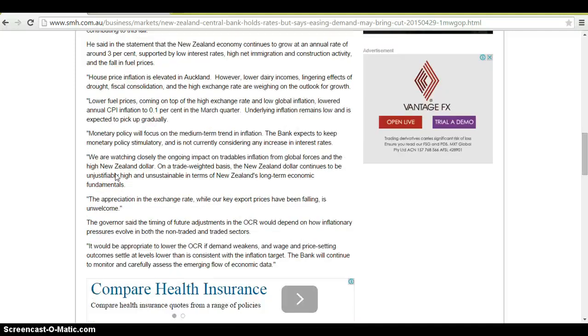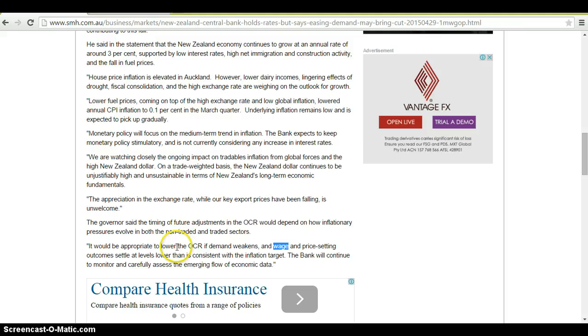So we want to be looking. Okay, so here we look. It would be appropriate to lower the overall cash rate if demand weakens and wage and price setting outcomes settle at levels lower than is consistent with the inflation target. Now, this is where we go to things that would influence wage and price setting outcomes. So, earnings is something you could look at in New Zealand. The Americans have earnings, but anything relating to wage and price setting outcomes, so CPI and wage. So you could be looking at possible wage growth or job growth. But basically, we're looking at wage.